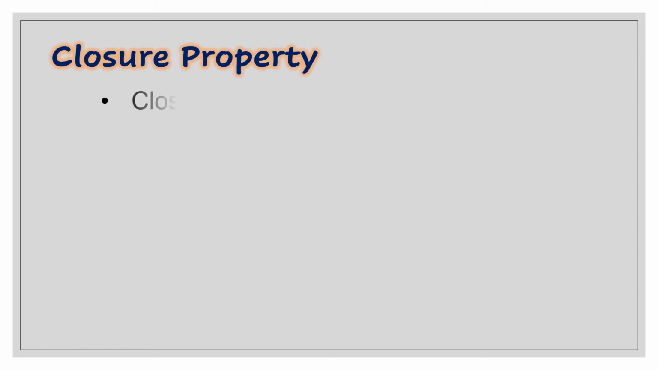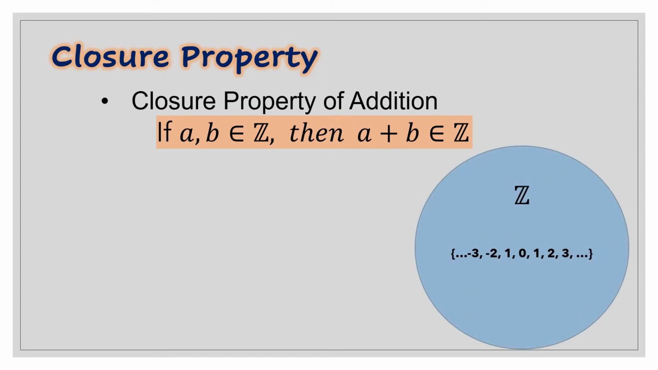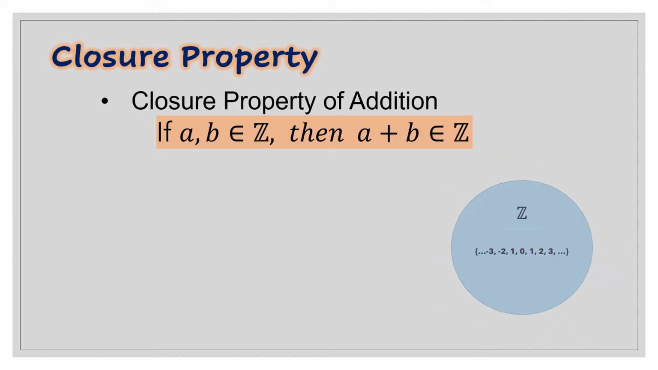Closure property of addition states that if A and B are elements of Z, then A plus B is an element of Z. Ang Z na symbol dito is actually the symbol for set of integers. When we say set of integers, these numbers include 0, positive whole numbers, positive counting numbers like 1, 2, 3, 4, 5, 6, 7, 8, 9, 10, and also yung counterpart nito ng mga negative numbers like negative 1, negative 2, negative 3, and so on.